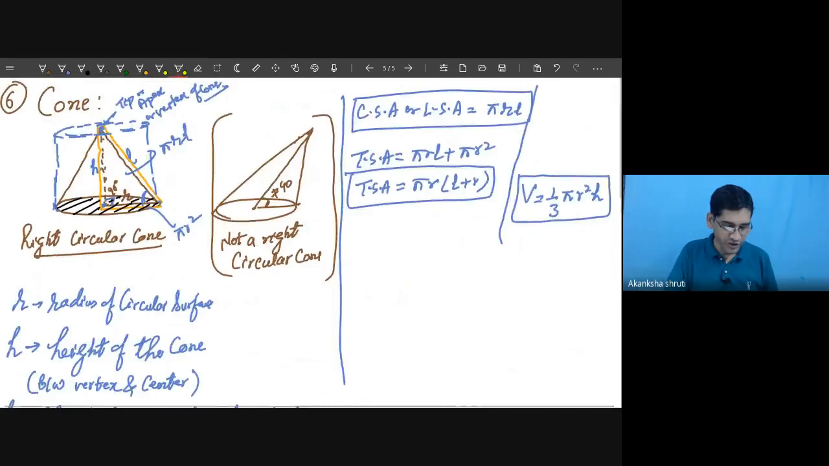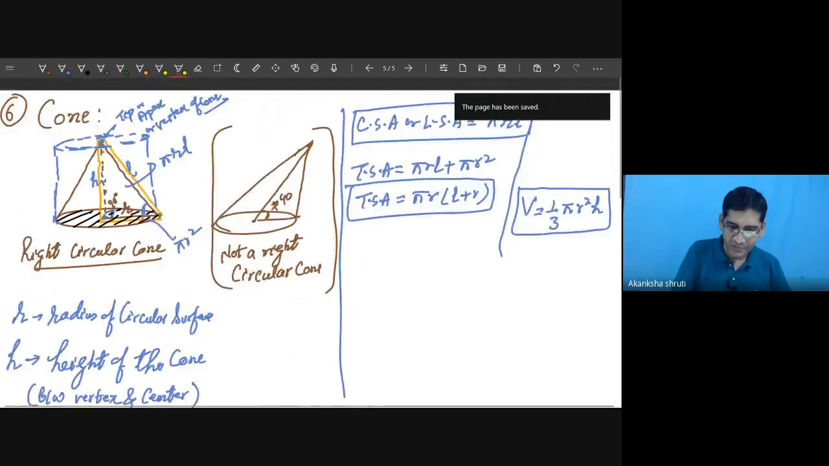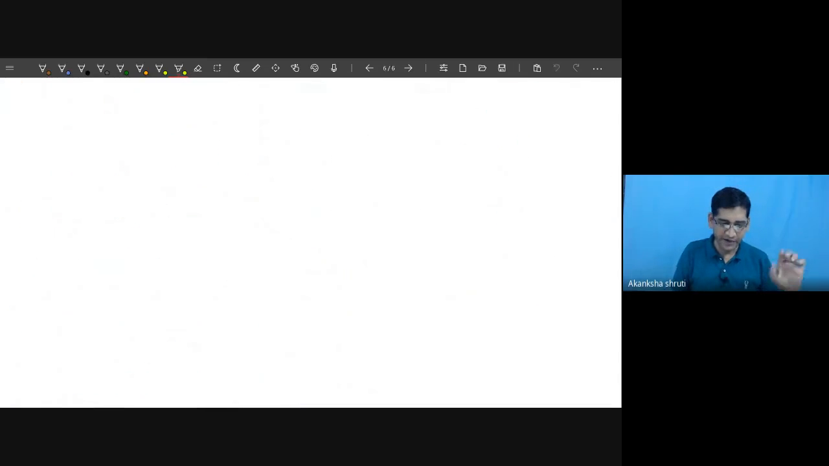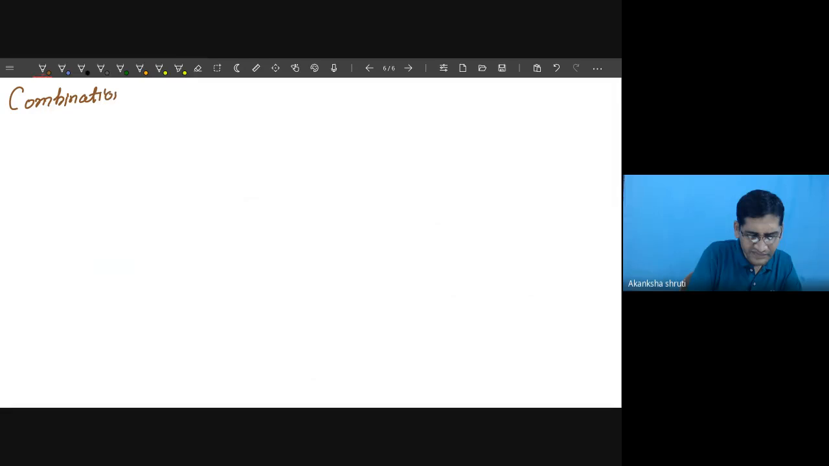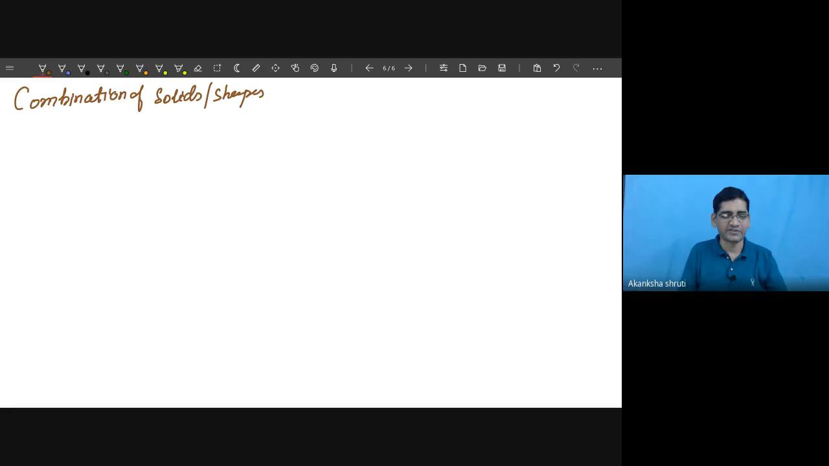I will just solve one of the questions or give one of the ideas. Then we will stop the class. So these are the basic structures, basic shapes that we have to keep in mind. Now, for the connected shapes or combination of shapes, or solids, how is this combination? I am going to take just one example just for your understanding.